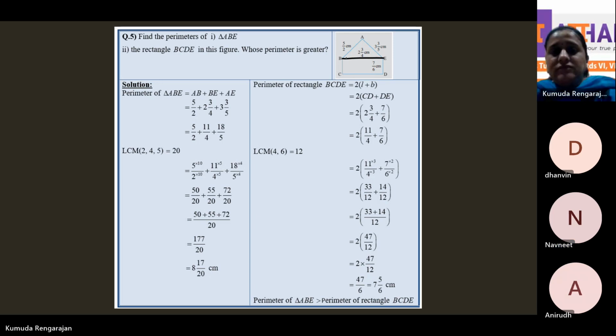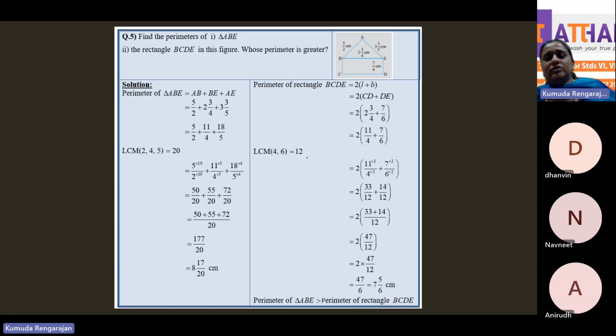All right. I was telling you that this BE is 2 3 by 4 centimeters. So the opposite side CD also will be 2 3 by 4 centimeters, correct? The breadth is given here, 7 by 6.